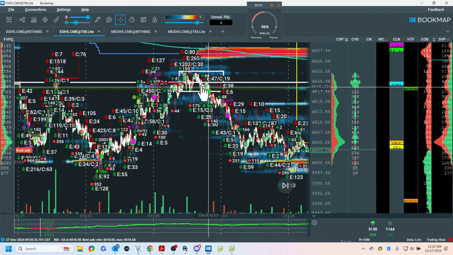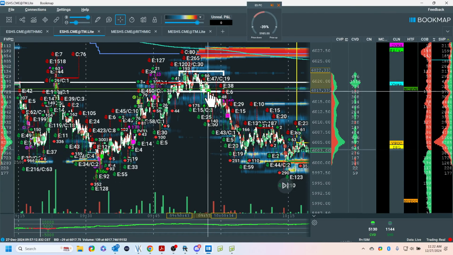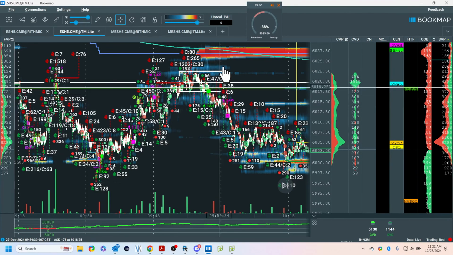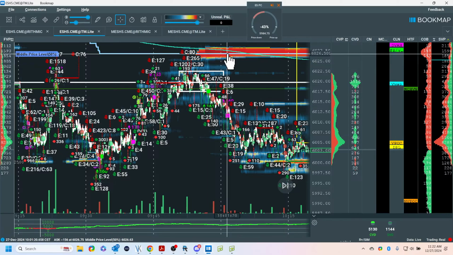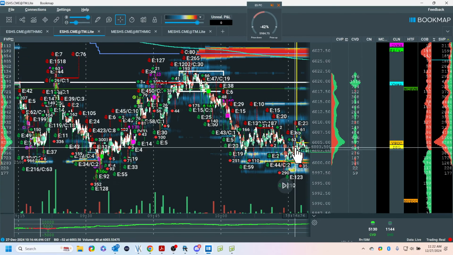Unsuccessful. Break low. They're under the bus. And the buyers right here absorb the sellers. They got run over. This is a short. Stop is here, or wherever you choose to put it. And again, you have another short here.